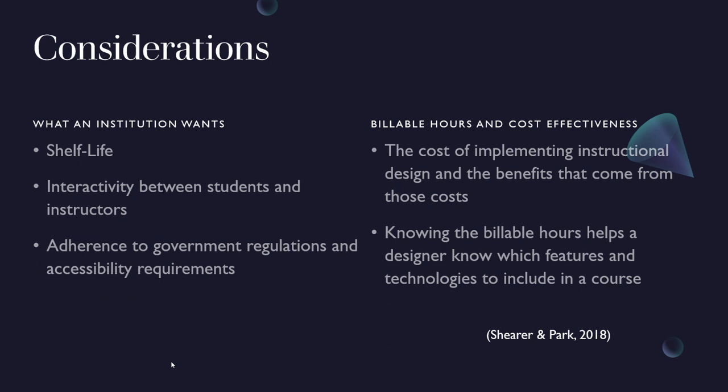Some things to consider. An institution or organization may want something that's got shelf life, something that's going to last for at least 3 to 5 years, because they don't want to turn around every year and have to do something new and spend that money or make that investment every year. They also want something that's got good interactivity between the student and the instructor, not just in the educational world, but also in the business world of training employees. And then, especially in the educational world, adherence to government regulations and accessibility requirements is also a must. So we have to consider those things.